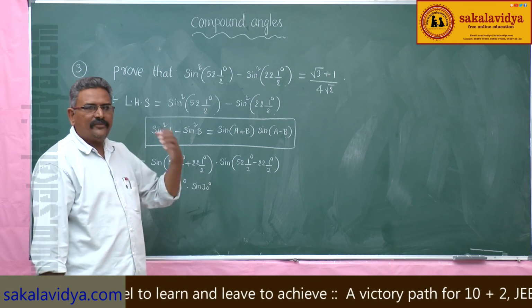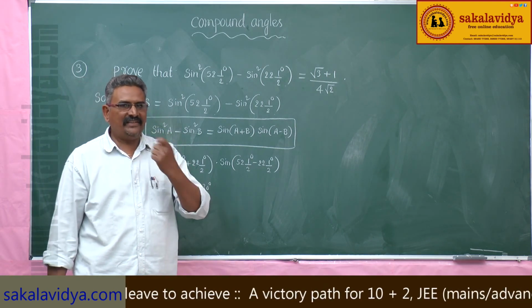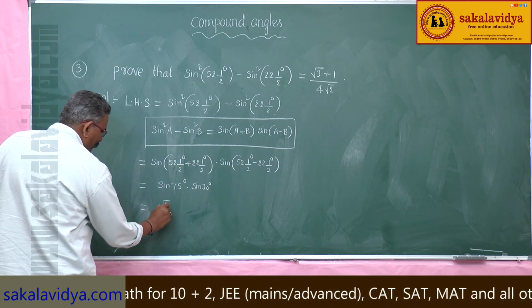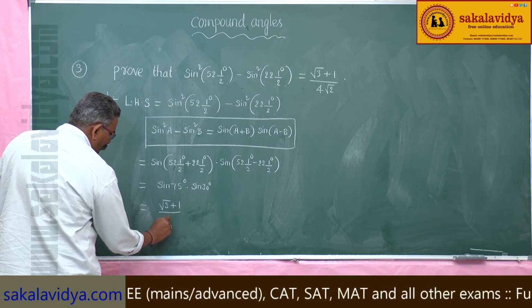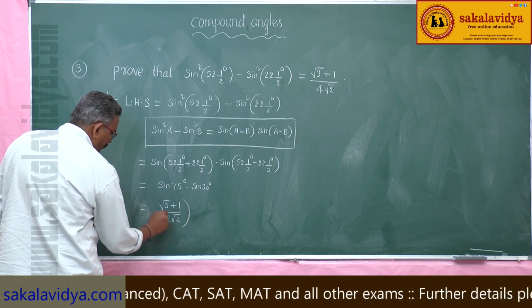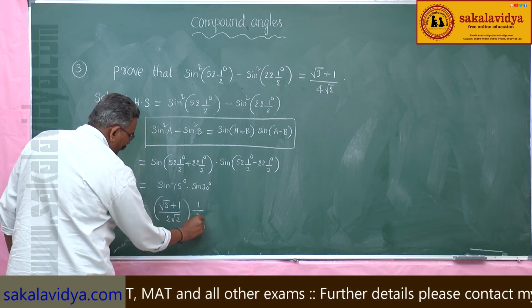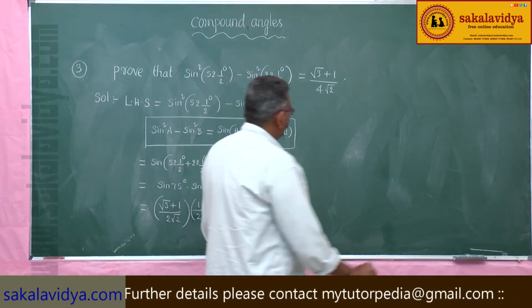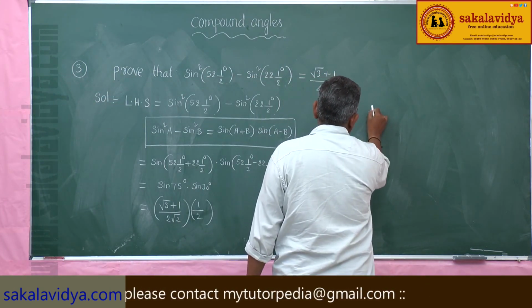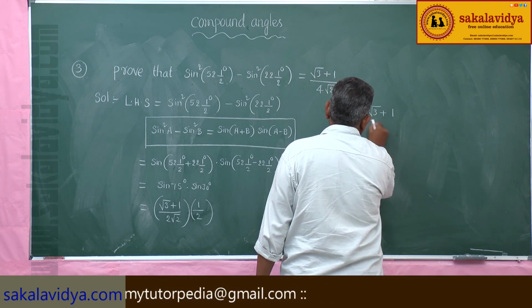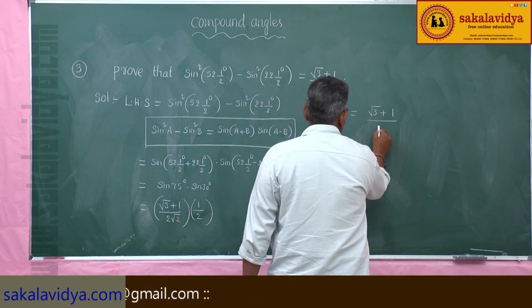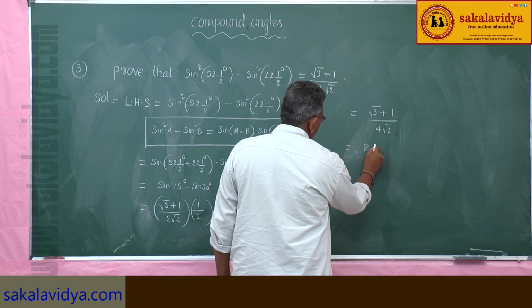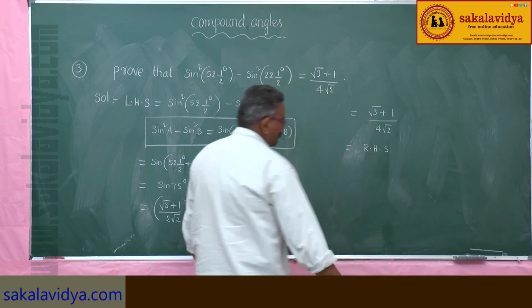We discussed the value of sin 75 degrees in the first problem. The value of sin 75 degrees is root 3 plus 1 by 2 root 2, multiplied by sin 30, which is 1 by 2. Okay, now let us multiply these two. So, we get root 3 plus 1 by 2 root 2 into 2, 4 root 2. This is equal to RHS. Hence, it is proved.